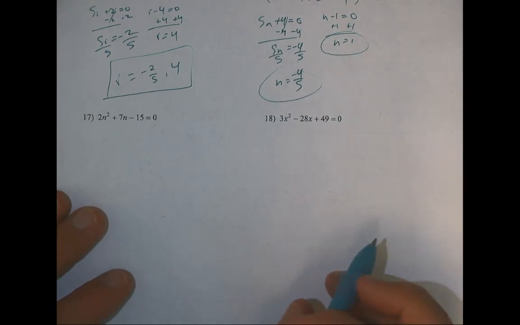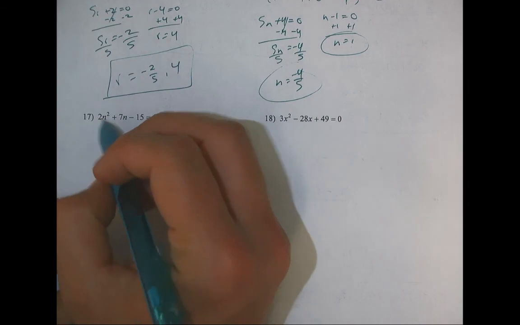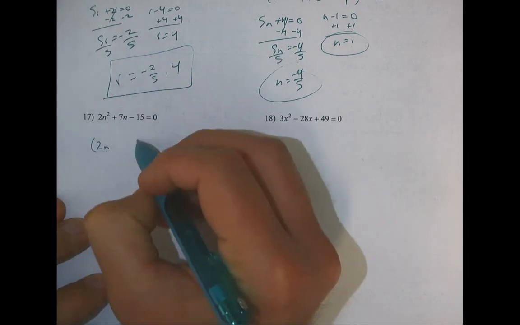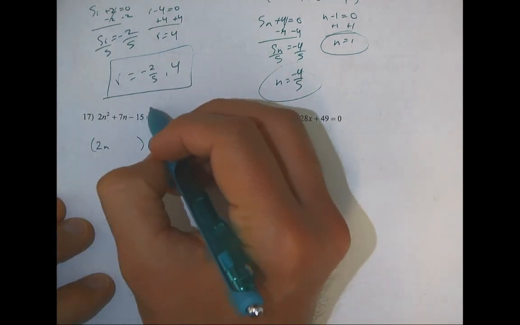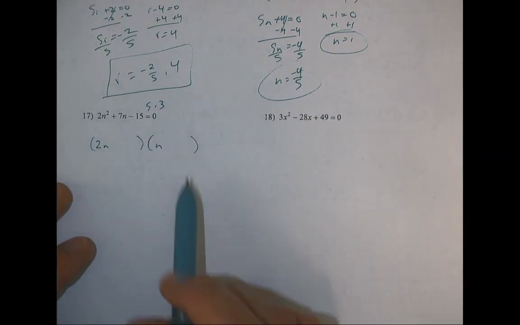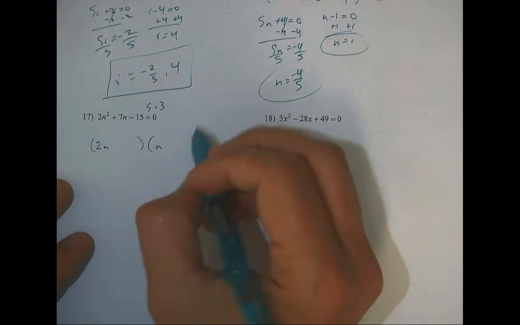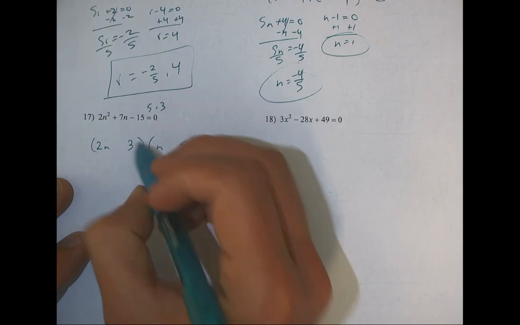Okay, 17. Can't factor anything out. I do like that coefficient up front, though. I know it's a 2n and an n. 15, I like that too. It's probably 5 times 3. Got to get to a 7. 2 times 5 would be 10, and 3 gets me to 7. So that's perfect. Put the 5 here and the 3 here.